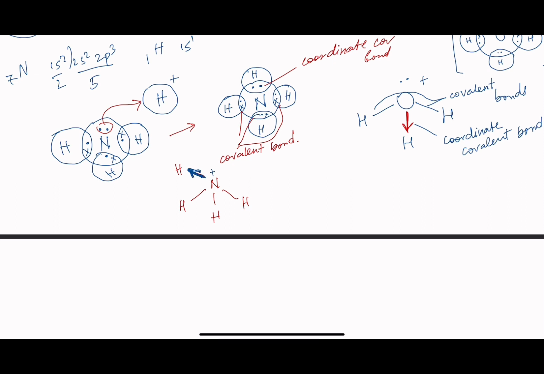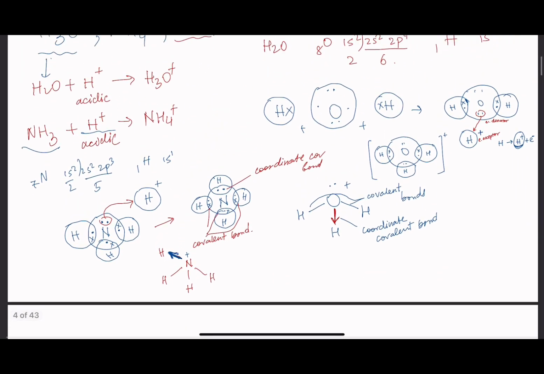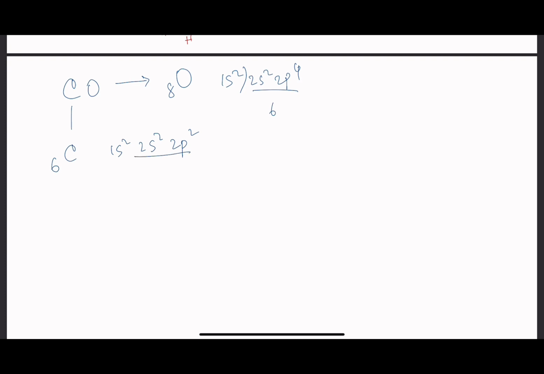Okay, just like so. And then I'm gonna do carbon monoxide too, in the bottom. So I got carbon monoxide. I know that the carbon electron configuration is gonna be 1s2, 2s2, and then 2p2. And oxygen is gonna be 1s2, 2s2, 2p4. That's why I'll have 6 electrons on this and 4 electrons on the carbon.